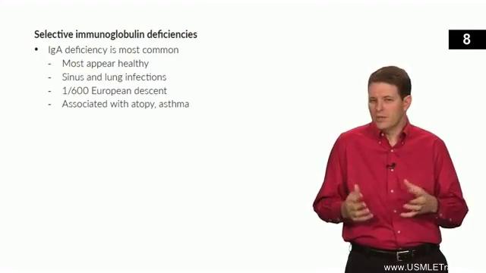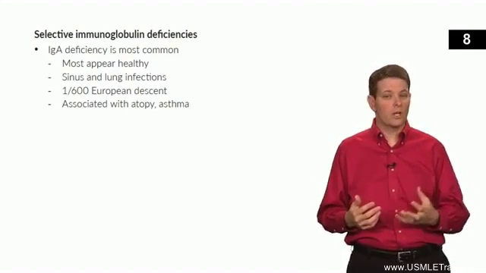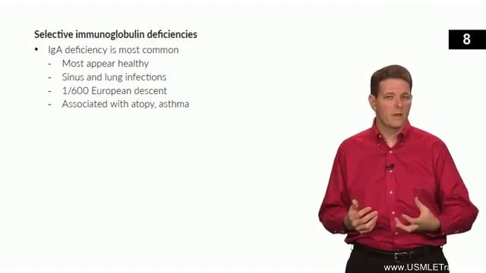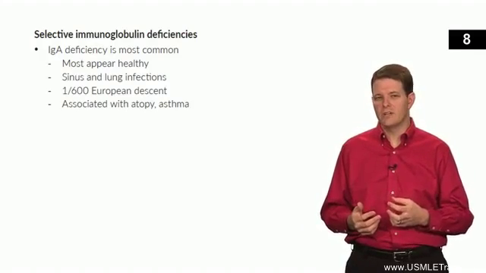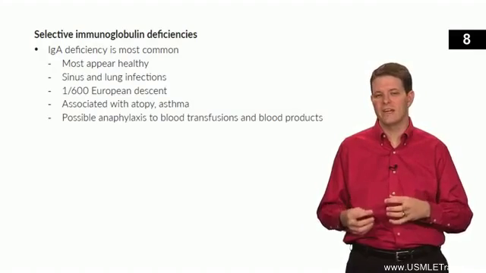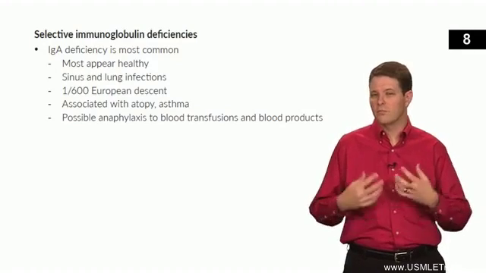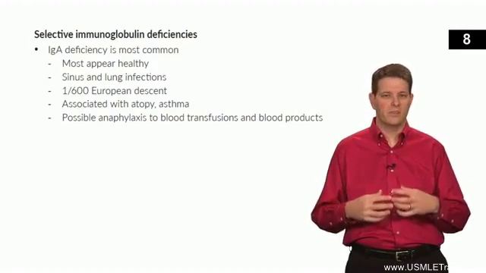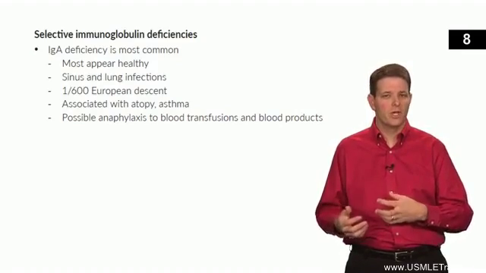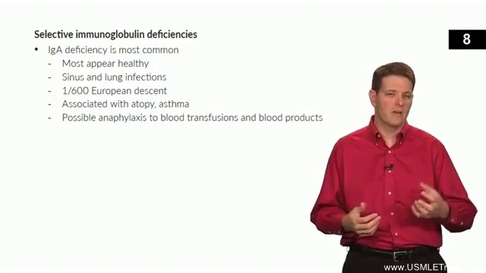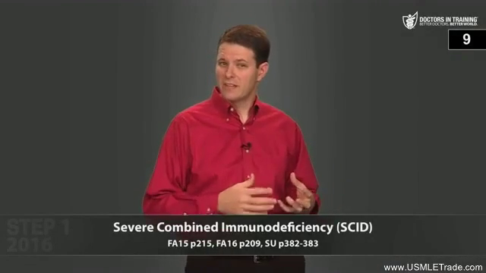But there's not much you can really do to treat it other than having a lower threshold for prescribing antibiotics. But it's important to diagnose IgA deficiency because these patients can potentially have anaphylaxis to blood transfusions and blood products. So if you have a patient with this diagnosis who needs a transfusion, you can pre-treat them to prevent the anaphylactic reaction.